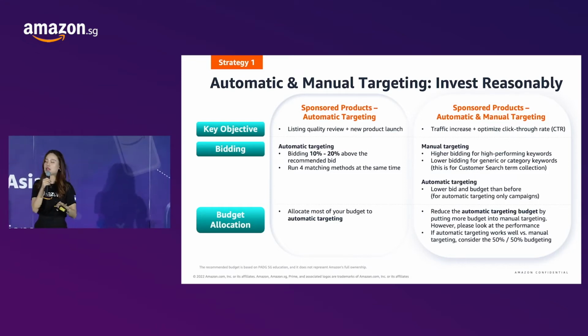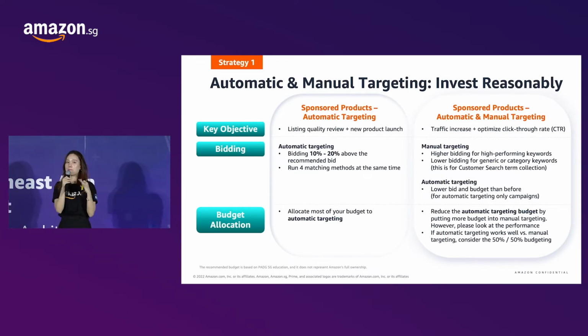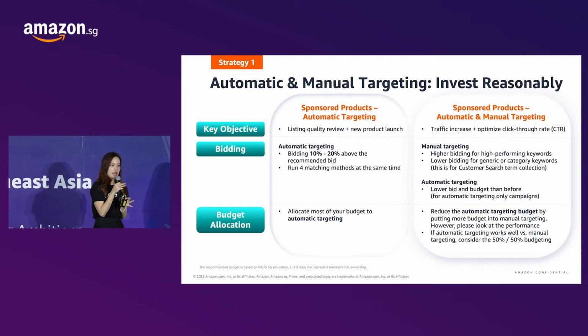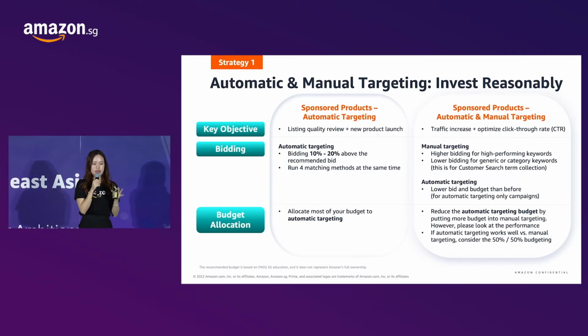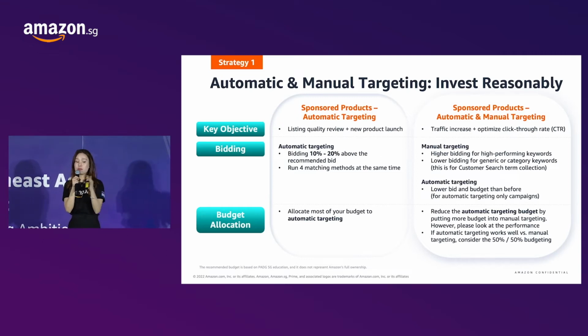You will move on to the manual targeting point. So here you will actually mix. You can run automatic targeting and manual targeting in parallel. Now, what you have to do, if you're moving to manual targeting, is raise the bid for manual targeting on high-performing keywords.